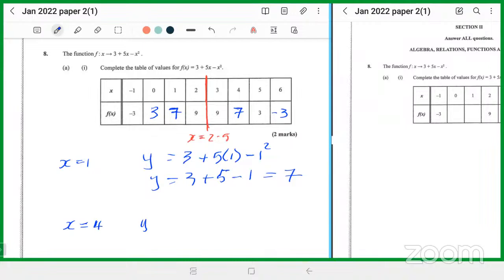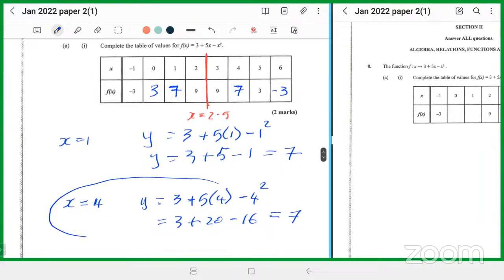So if I put in y equals 3 plus 5 times 4 minus 4 squared. Work it down. This is 3 plus 20 minus 16. 5 fours is 20. 4 squared is 16. So 20 minus 16 is 4. 4 and 3, 7. See there? This equals 7 just the same.